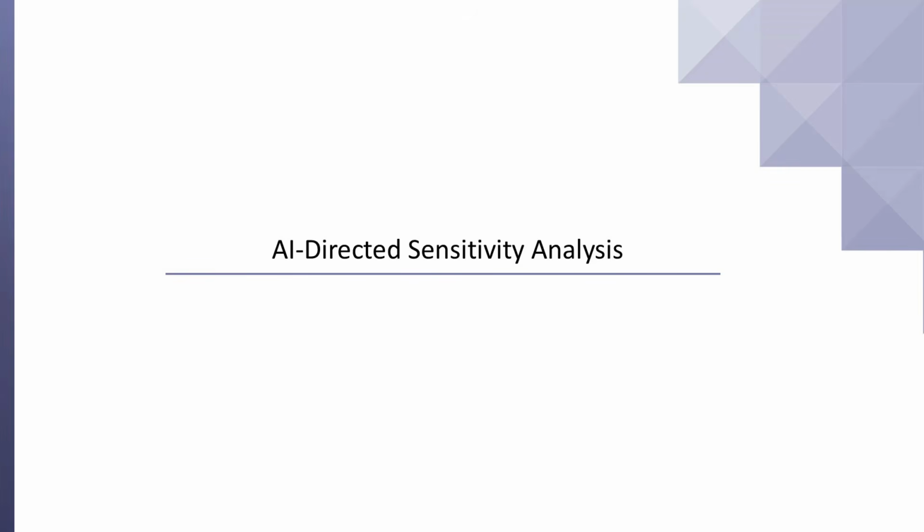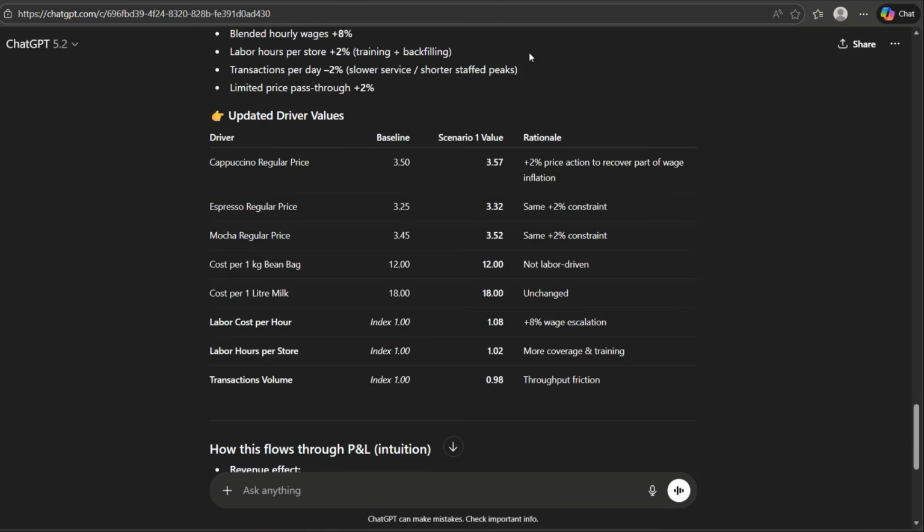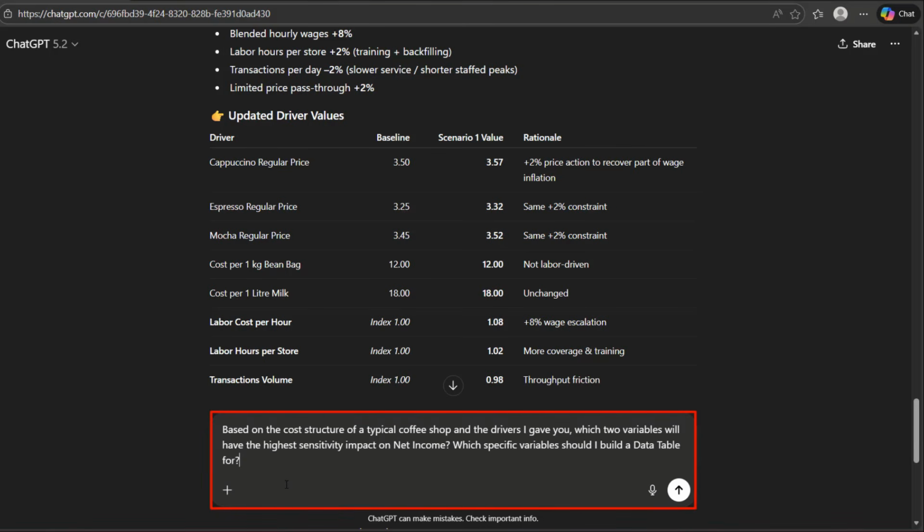AI-directed sensitivity analysis. We can take this one step further. Usually, when we build sensitivity tables, we test random variables, but maybe those aren't the biggest risks. Our task is to assign the role of lead analyst to the AI. I typed the prompt. Based on the cost structure of a typical coffee shop and the drivers I gave you, which two variables will have the highest sensitivity impact on net income? Which specific variables should I build a data table for?